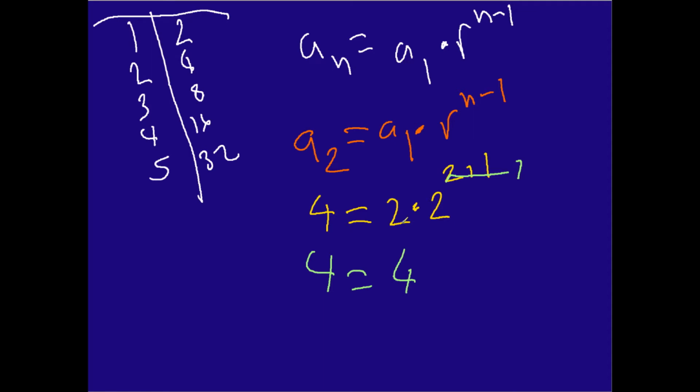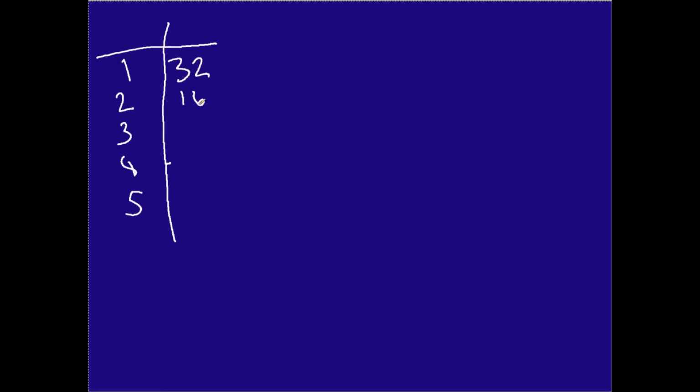Let's do one more example. Now in this particular table, we're kind of doing the opposite of what we did last time. So in this table, this is what we're going to have. We're going to have our 1, 2, 3, 4, 5 again, and then we're going to go down like this: 32, 16, 8, 4, and 2. So you can clearly see that our r here is that basically we're going down by half.